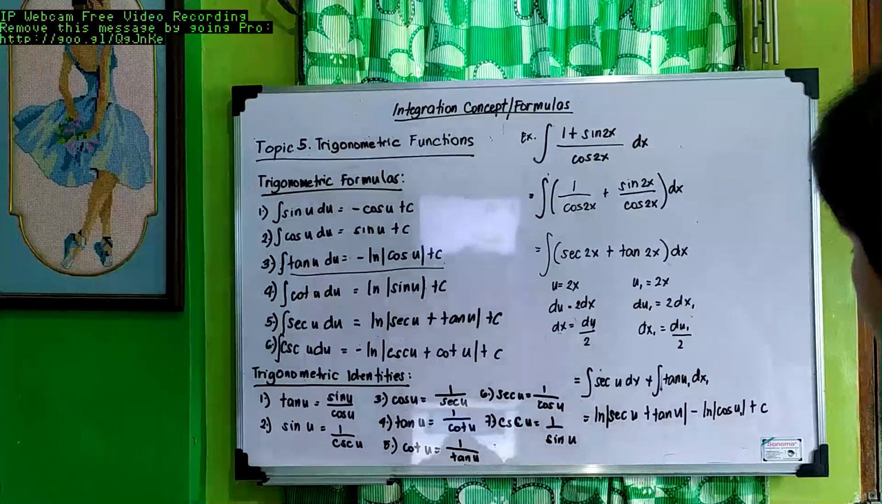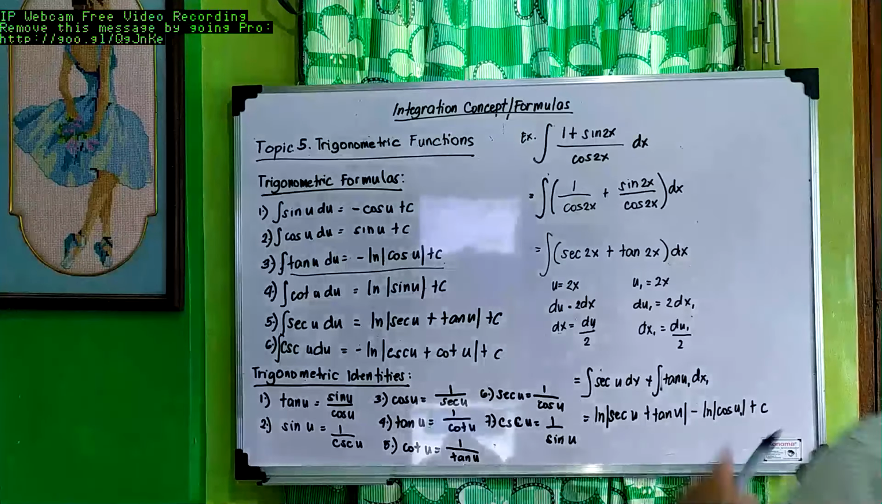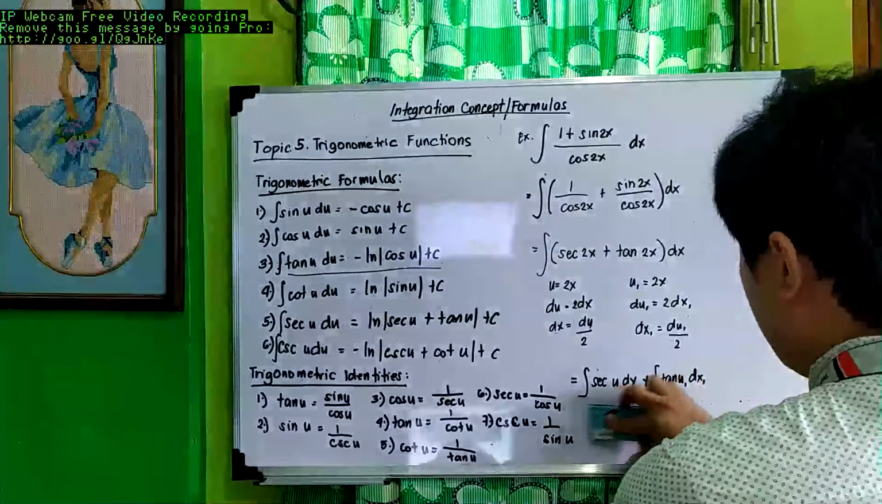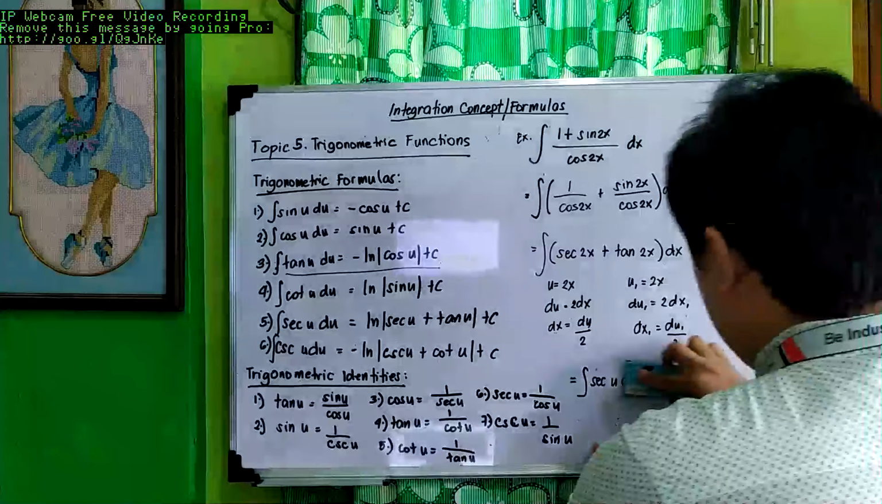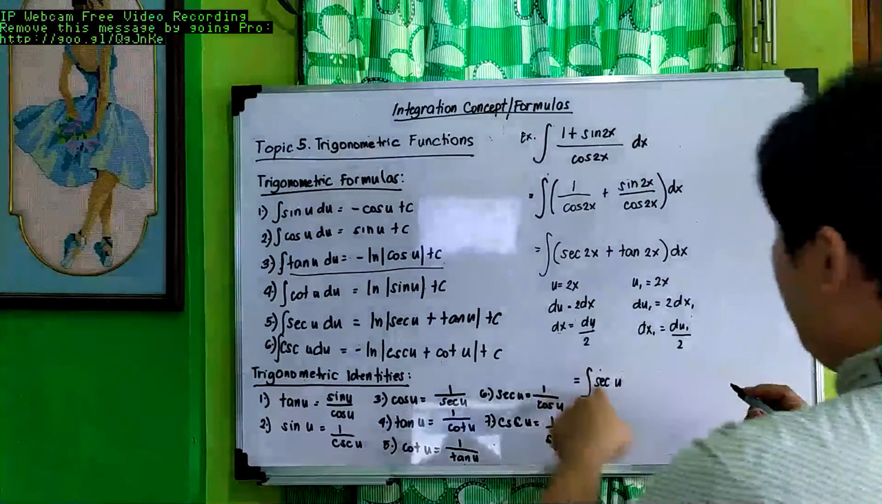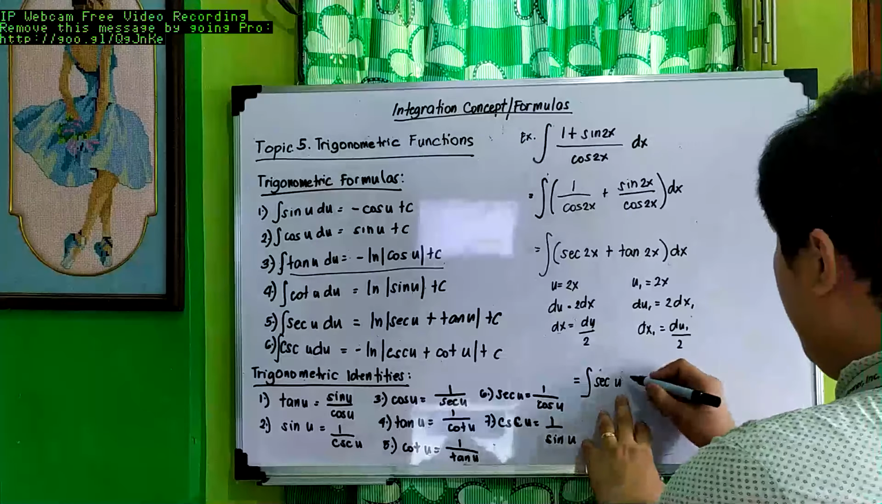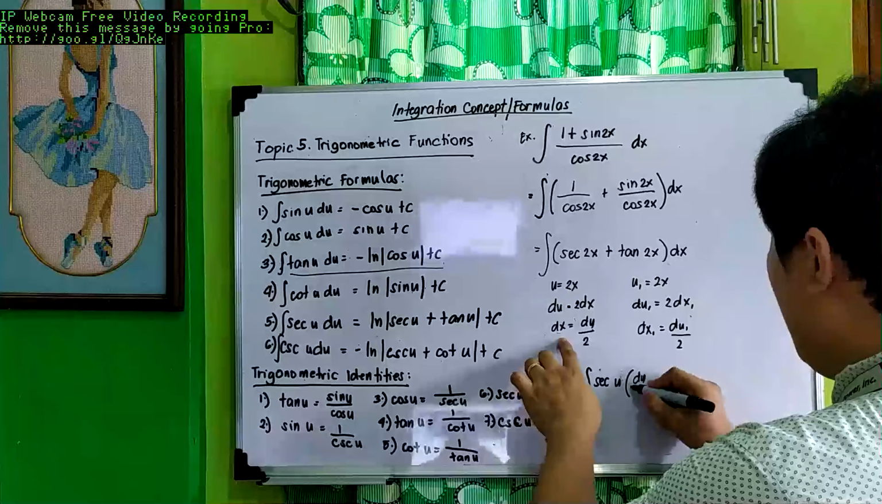Okay, we forgot something here. Sorry. So we forgot to substitute your dx. So let's substitute first our dx. So second u, then what is your dx here? That is du over 2.